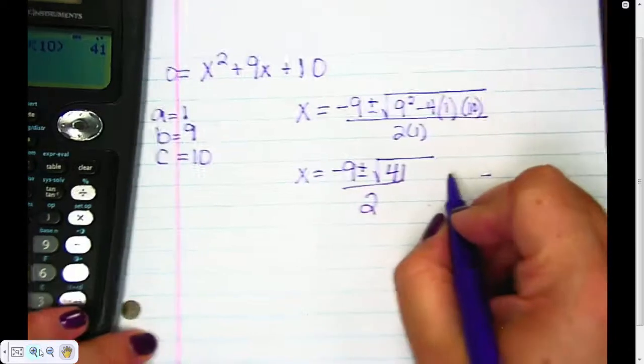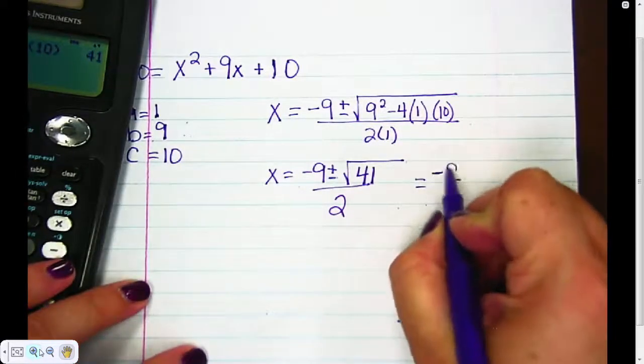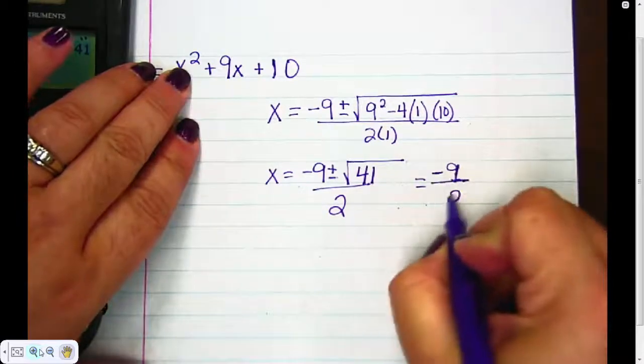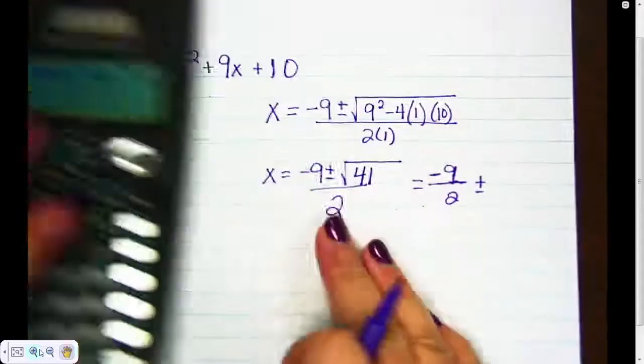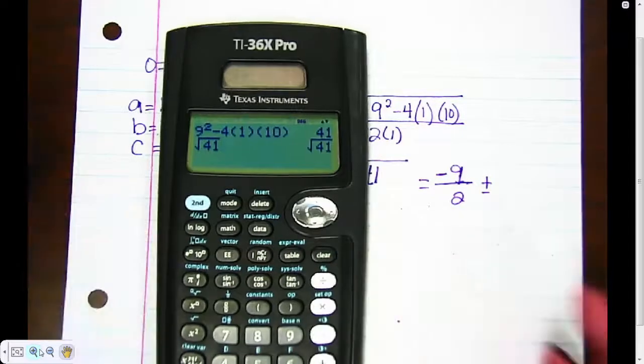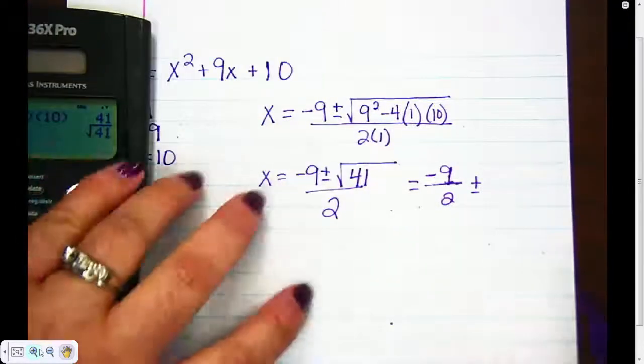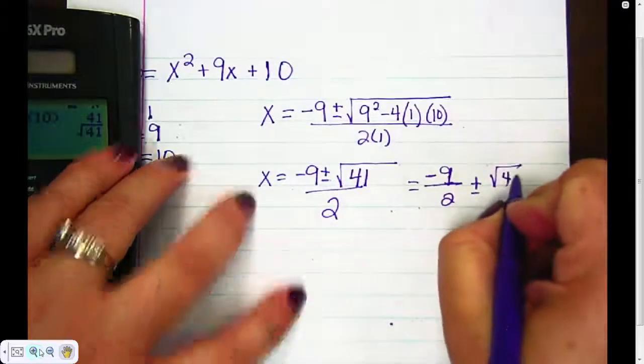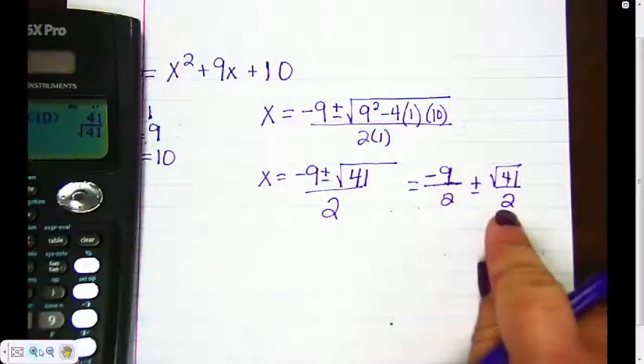And we're going to split this up to see if we can simplify anything. Negative 9 over 2 plus or minus, now look at square root of 41. In your calculator, it just spits it right back out to you. So there's nothing I can simplify on this one. This is my final answer.